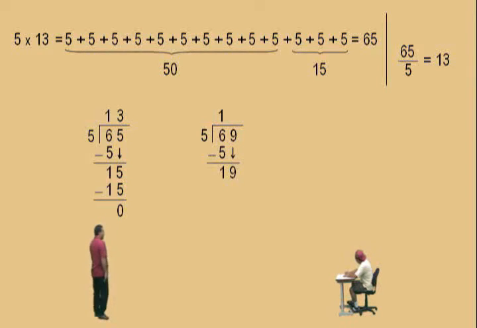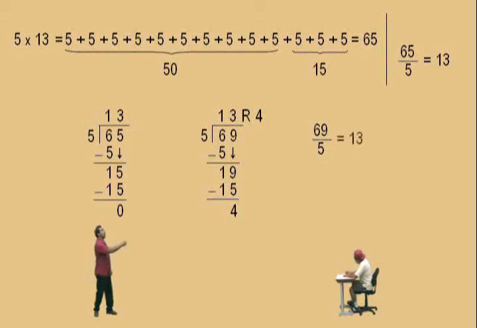And 5 goes into 19 how many times, Charlie? 3 times. 3. And 3 times 5 is 15. 19 subtract 15 is how much, Charlie? 4. And we write that as 13 with a remainder of 4. So 69 divided by 5 is 13. Remember, 5 times 13 is 65 with the remainder of how many units, Charlie? 4 units. So there you go.